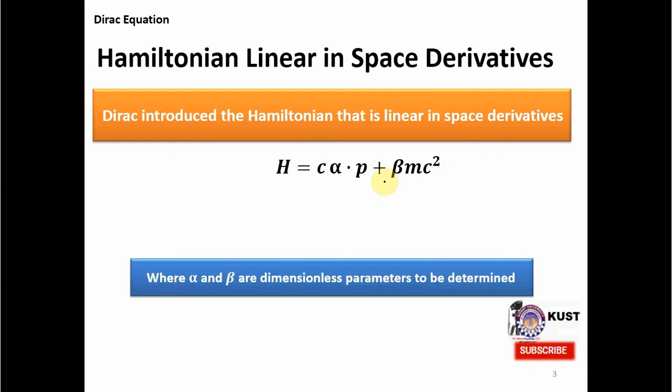These parameters alpha and beta are dimensionless parameters to be determined later on. We will see that these will turn out to be matrices, but at the moment you can just treat them as dimensionless parameters which we will determine later. But this was the Hamiltonian suggested by Dirac to replace the Hamiltonian of the Schrodinger equation, so as to make it linear in space derivatives as well.